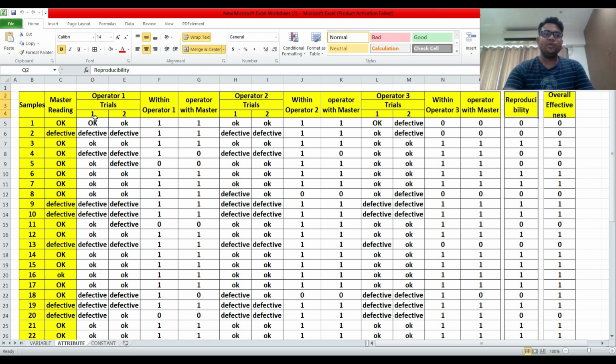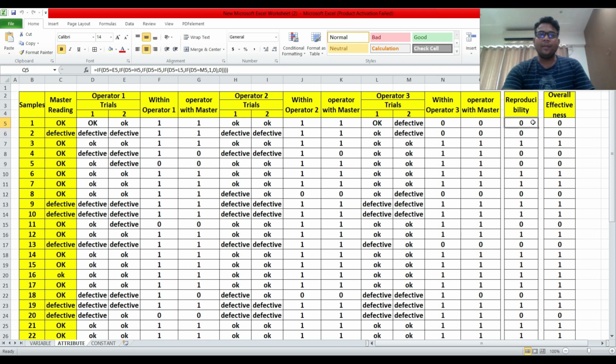When you see that trial 1 result of the first operator is okay, the second result is also okay. For operator 2, trial 1 is okay, trial 2 is not okay. For the third operator, trial 1 is okay, but trial 2 is not okay. It means these results are not matching with each other within the operators. So its reproducibility here will be 0. It means their results are not matching. So like this you can find.